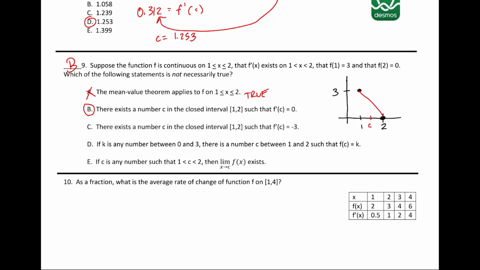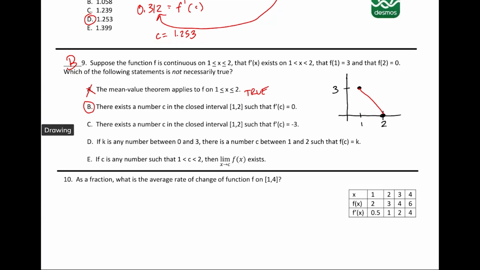Oh, hold up. Geez, my calculation was a little off there. The rate of change here is down 3 over 1, not over 2. So this does have a slope of negative 3. And if the secant line has a slope of negative 3, the mean value theorem states that somewhere on the curve, you will definitely have a slope of negative 3. So this is definitely going to be true, and it's true because of the mean value theorem. Definitely not going to be C.